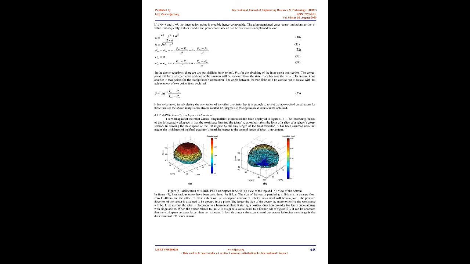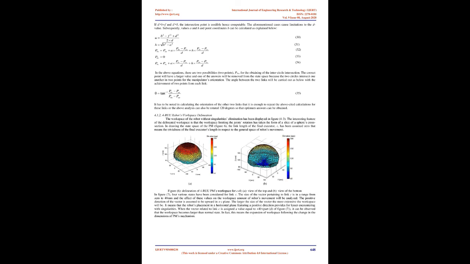Now, it is possible to calculate the intersection locus of a circle with the center pa and radius b and a circle with the center pd and radius f, i.e. point pb, given the 2 points of the workspace pa and pd, as 2 radii b and f from rotation center. The value of d, as the distance between pa and pd, will be. If d is less than b plus f and greater than 0, the intersection point is credible hence computable. The aforementioned cases cause limitations to the d value. Subsequently, values a and h and point coordinates b can be calculated as explained below.